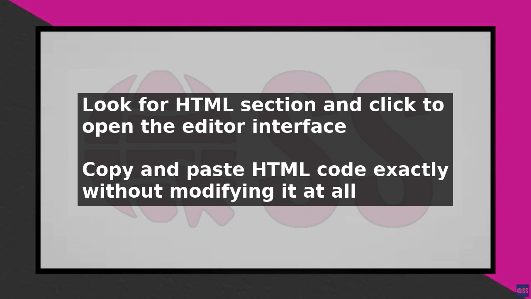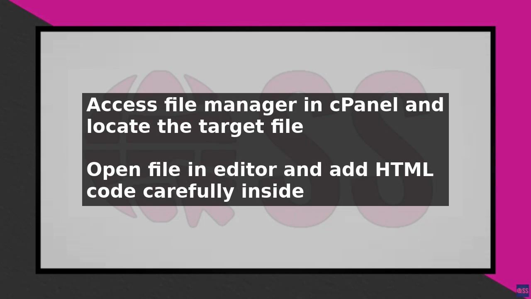If you are using cPanel, you will need to access the file manager to add HTML code. Navigate to the file manager and locate the file where you want to add the HTML code. Click on the file to open it in the editor. Then add your HTML code. Be careful when editing files in cPanel, as mistakes can break your website.